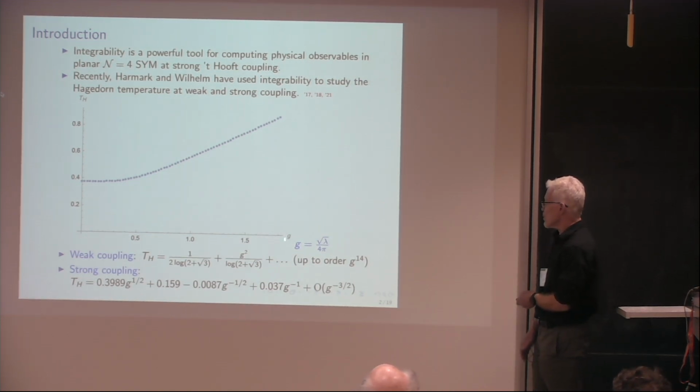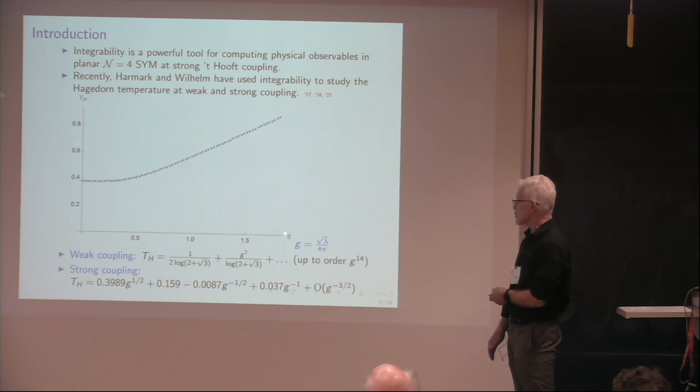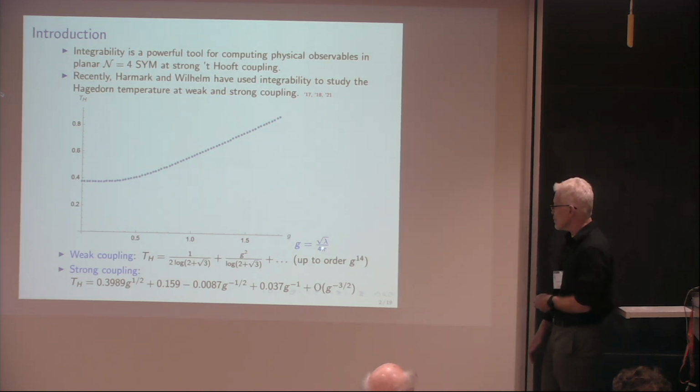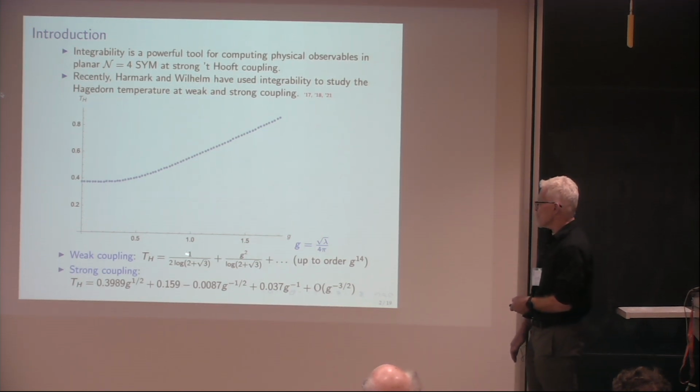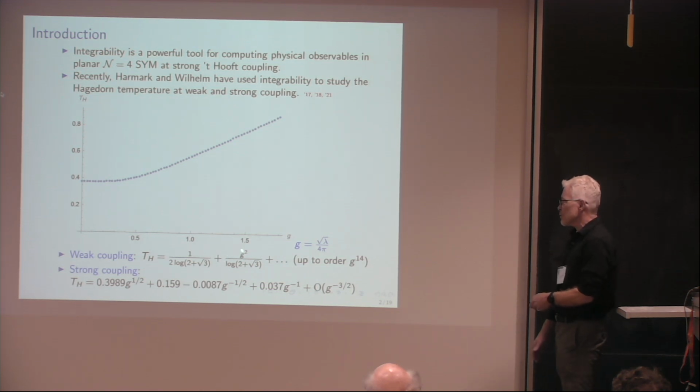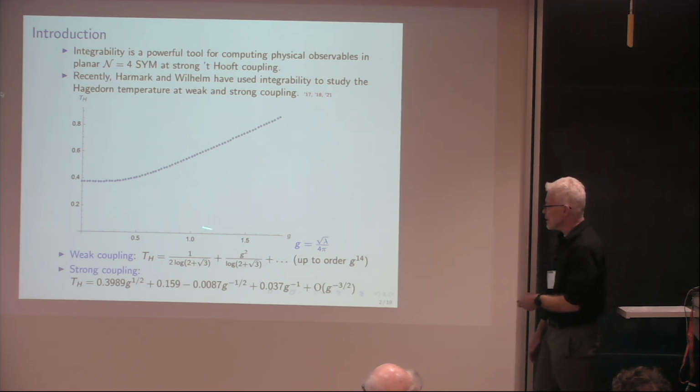Integrability people like to use, instead of lambda, this parameter g, where g is the square root of lambda over 4 pi. At weak coupling, they found that the Hagedorn temperature behaves like this. This number here was known since 1999. The next term in this expansion was found in 2002, I believe, and then they generated the next 7 or 8 terms using integrability.